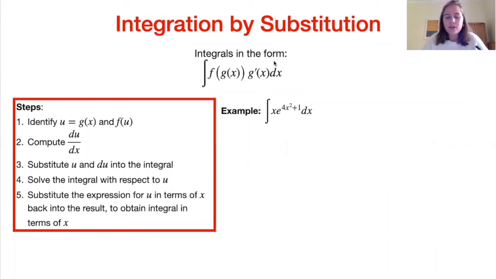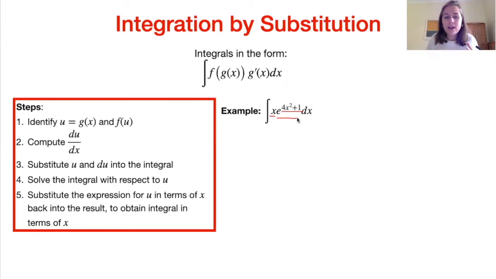So the reason why this one is slightly more tricky is because identifying u and du is not quite as simple as in the last cases. If we look here, we have essentially 2 options to choose from for u. We could choose x to be u, or we could choose 4x squared plus 1 to be u, or even e to the power of 4x squared plus 1 to be u. Well, let's just consider all of those 3 options and see whether they're going to make any sense.